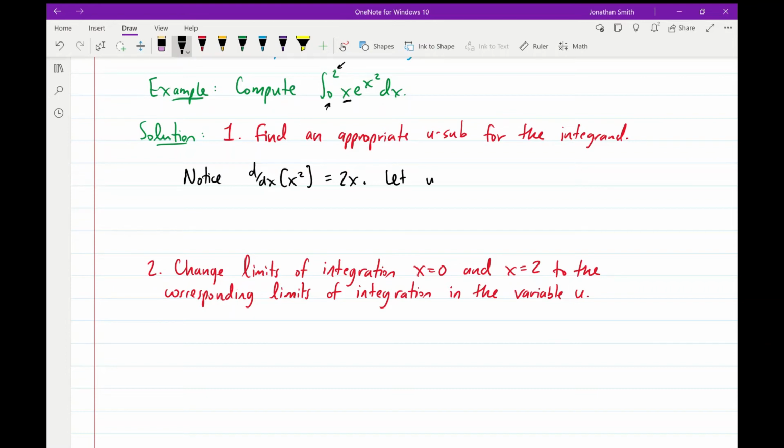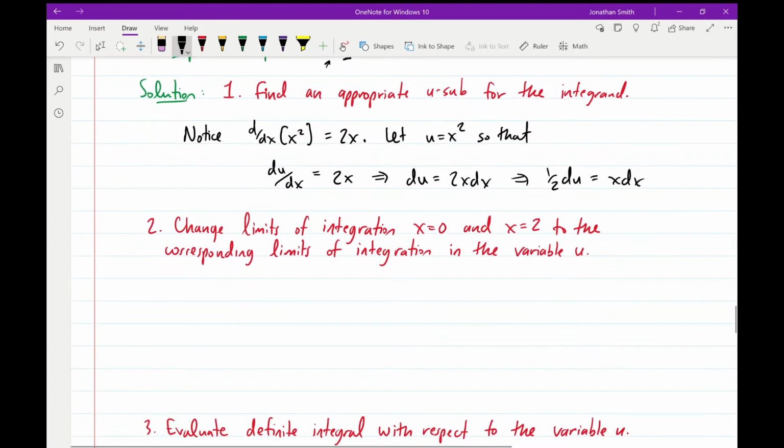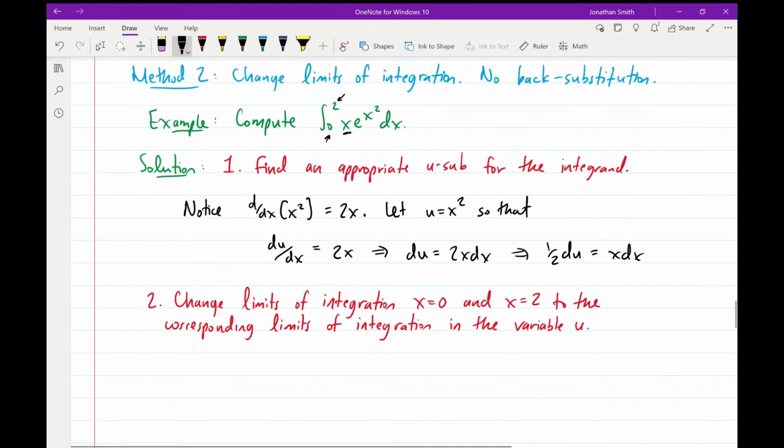So we're going to let u equal x squared. And once we do that, we get that the derivative of u is equal to 2x, which implies that du is equal to 2x dx. And then we have 1/2 times du is equal to x dx. And from here, we're ready to substitute in for the integrand.